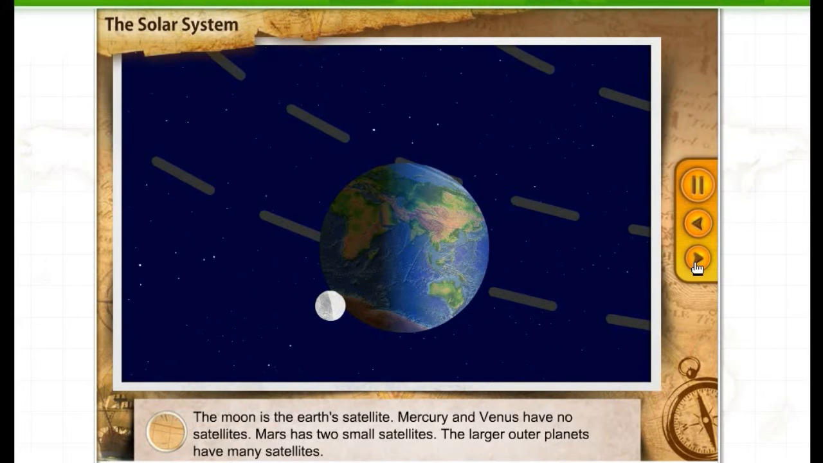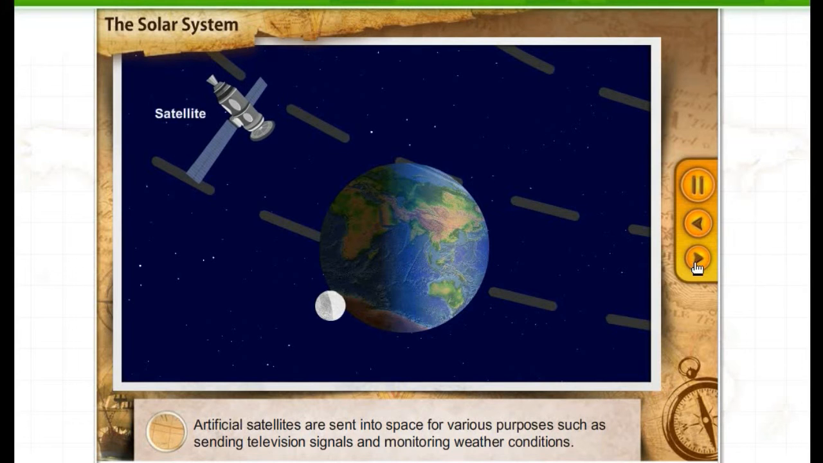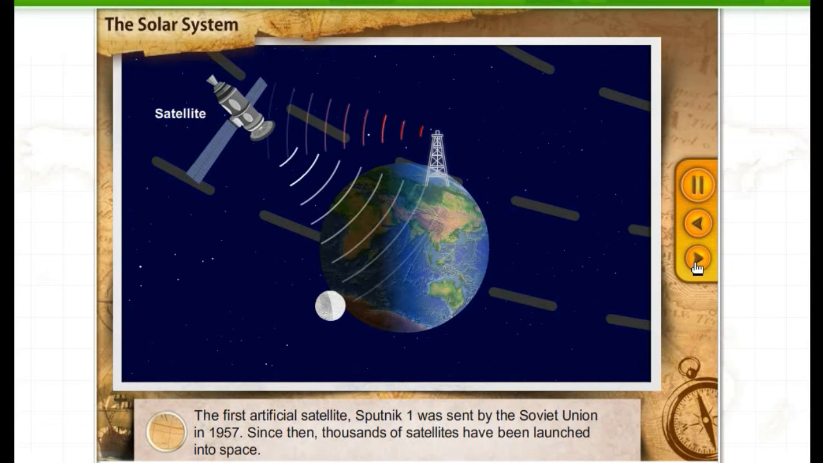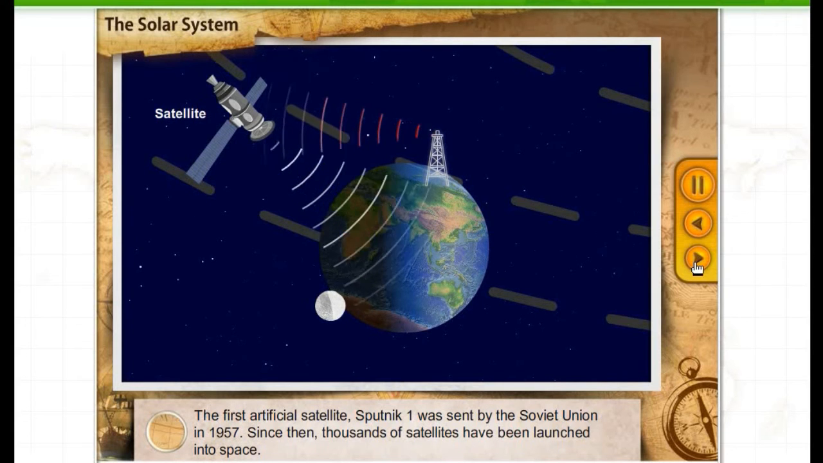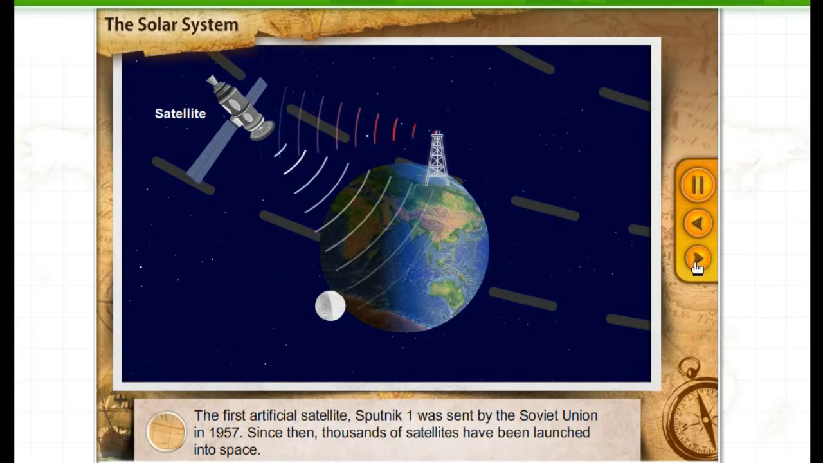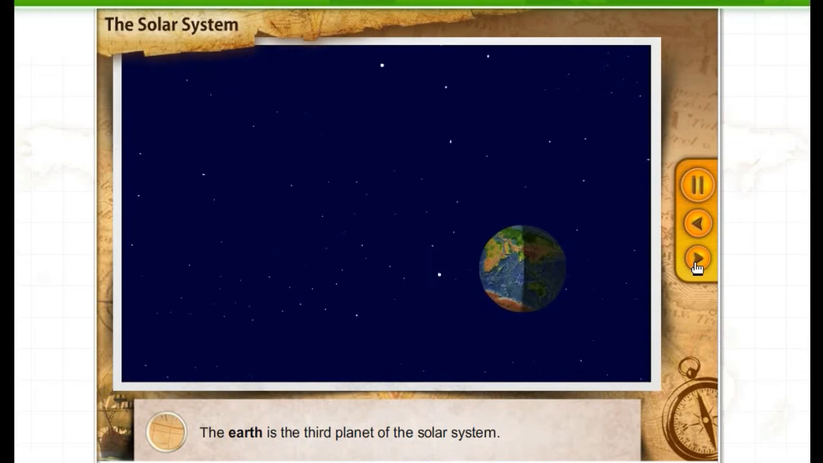Mercury and Venus have no satellites. Mars has 2 small satellites. The larger outer planets have many satellites. Artificial satellites are sent into space for various purposes, such as sending television signals and monitoring weather conditions. The first artificial satellite, Sputnik 1, was sent by the Soviet Union in 1957. Since then, thousands of satellites have been launched into space. The Earth is the 3rd planet of the solar system.